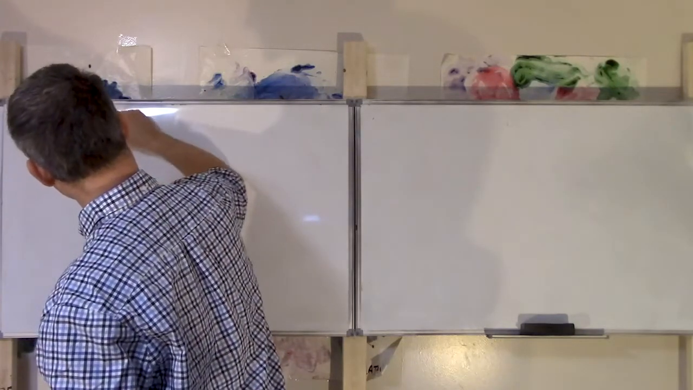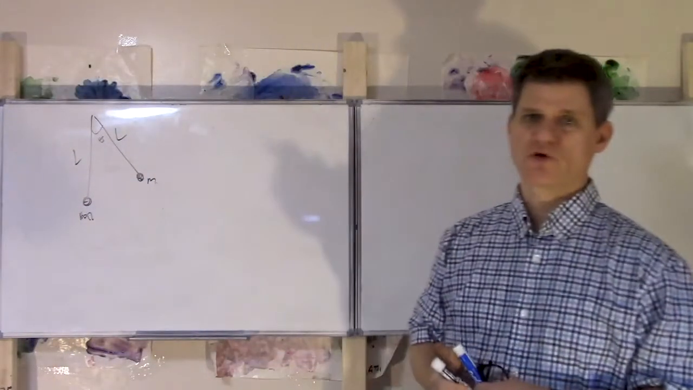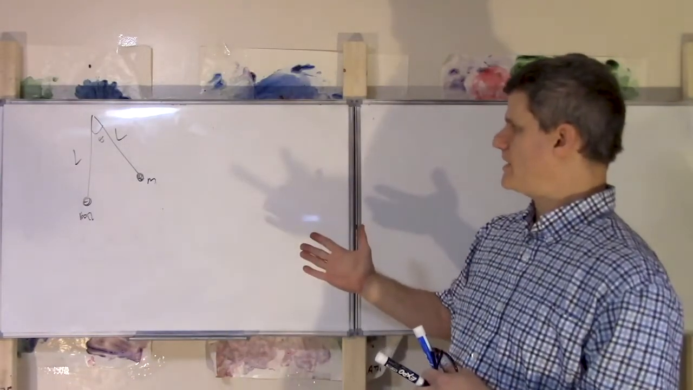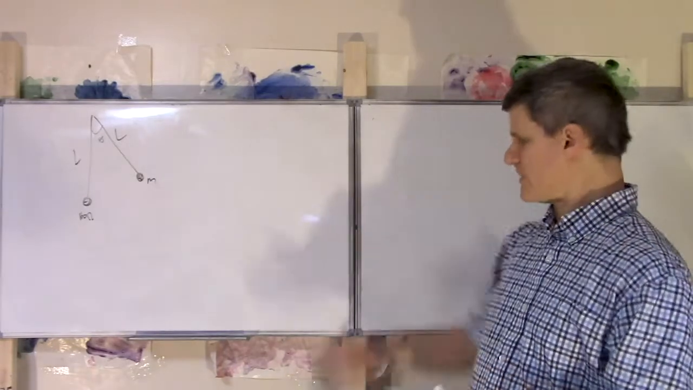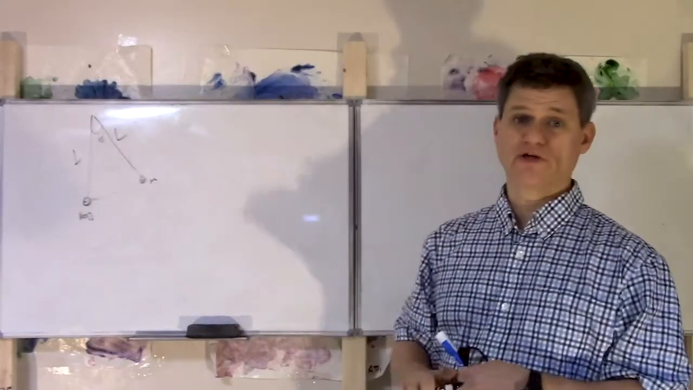And let's say it has a length L. So ultimately we want to A, describe its motion, and B, figure out the equation for the period of a pendulum. Alright, so the way we can do that is to use forces. Let's draw all of our forces.